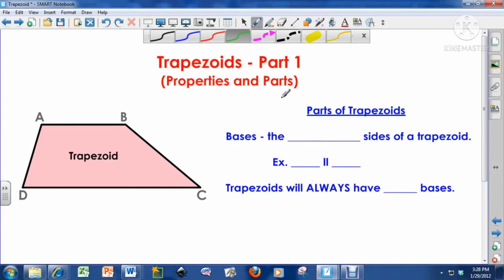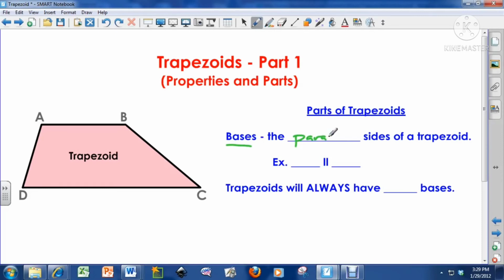So what are the bases? We know that the parallel sides only are bases. So bases are the parallel sides of a trapezoid. What are the parallel sides? Yes, sides AB and DC. A trapezoid will always have how many bases? Two bases. Okay. These are the parts of a trapezoid about bases.